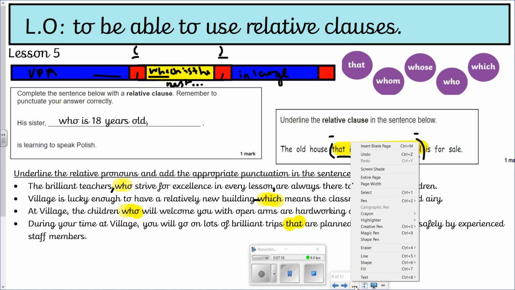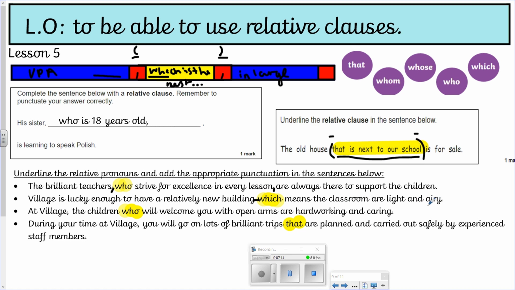At Village, the children who will welcome you with open arms are hardworking and caring. So who, that's the beginning because we've got our relative pronoun. We always have a relative pronoun at the beginning. We're going to use brackets this time. Who will welcome you with open arms is the end. So I close my brackets. So who will welcome you with open arms? That is my relative clause.